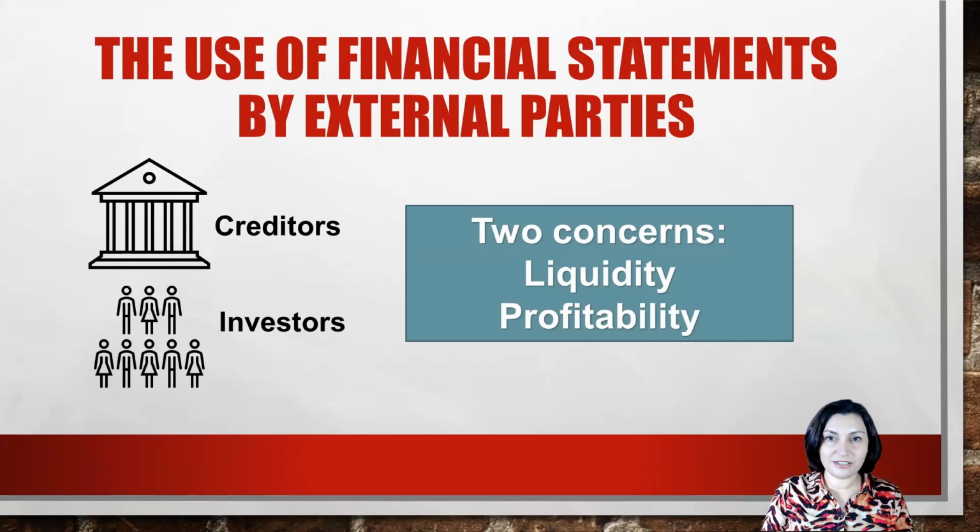Creditors and investors have two major concerns about the operations and financial position of any company. First, the company must be liquid, that is, it must be able to pay all bills when due. Second, the company must be profitable in the long run. Unprofitable companies drain the cash position of the company, causing concerns on the part of creditors and investors.